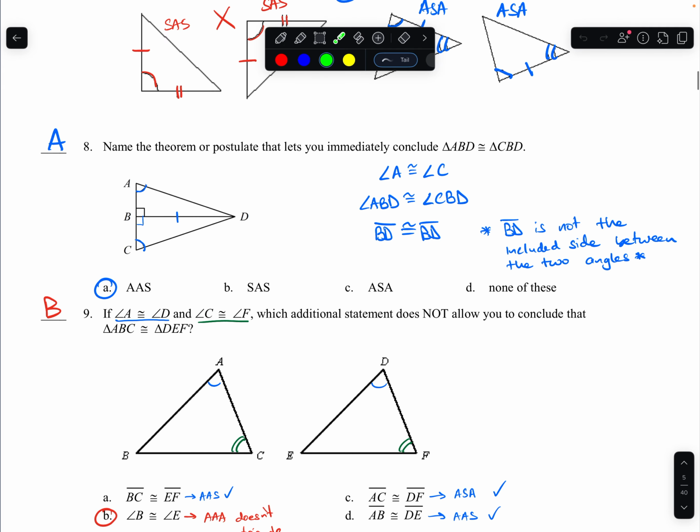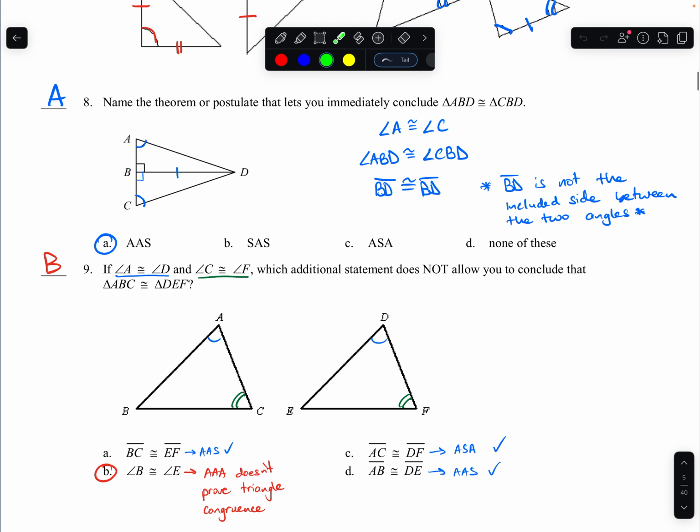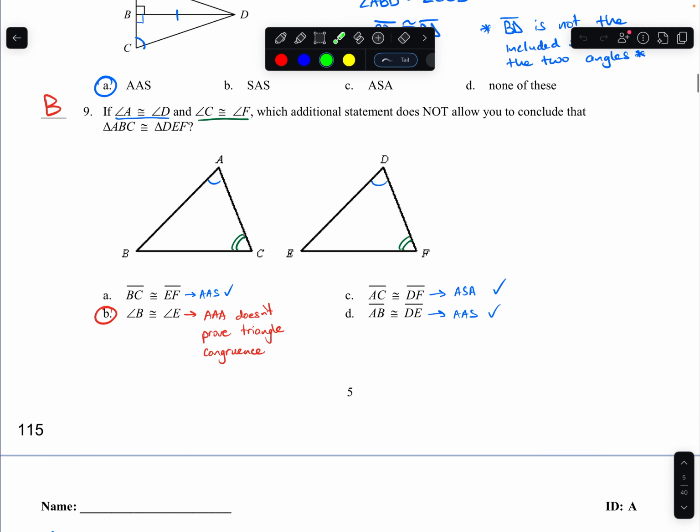Number 8, we need to remember the reflexive property here. But as long as we do that, we can immediately conclude that triangle ABD is congruent to triangle CBD. And that's because we know this angle, and this side. My question for you is, is this side the connecting side? Is it the side between the two angles? No, it's not. That would be this side here. So it can't be angle, side, angle. It's angle, angle, side.